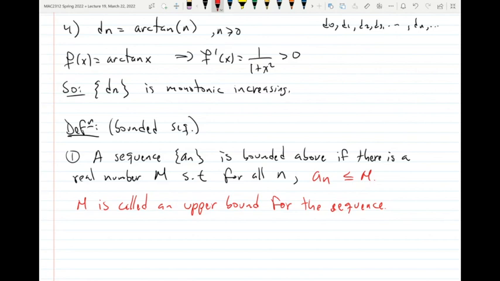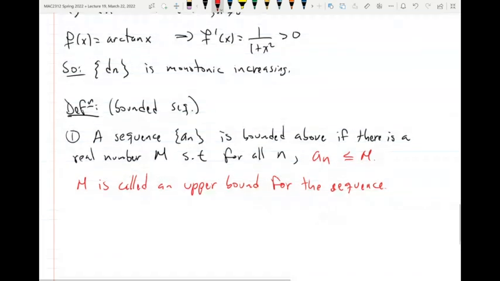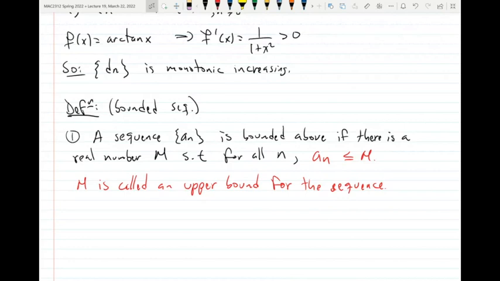Yes? What does that say? The sequence a_n is bounded above if there is a real number M such that, for all n, a_n is less than or equal to M. M is called an upper bound for the sequence, and this is really an axiom, or rather it follows from the completeness of the real numbers, which basically says that when this happens, then there is a least upper bound.